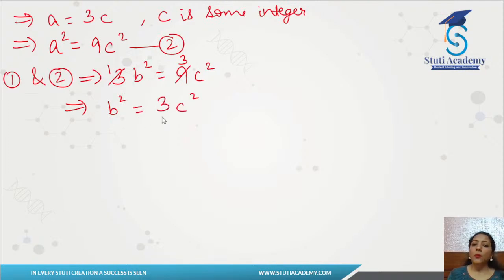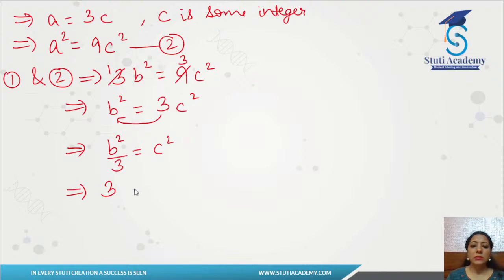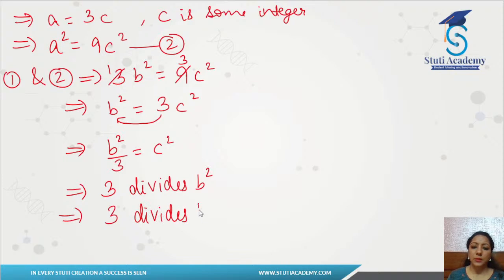In the next step, we are going to take this 3 on the other side and it will get divided. So we will get b square upon 3 is equal to c square. From here, we can see that if we are dividing b square by 3, we are getting a positive integer. So we can say that 3 divides b square. Now if 3 divides b square, we can say that 3 divides b also.